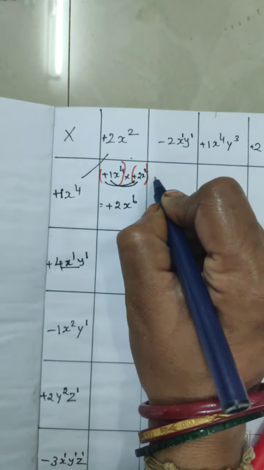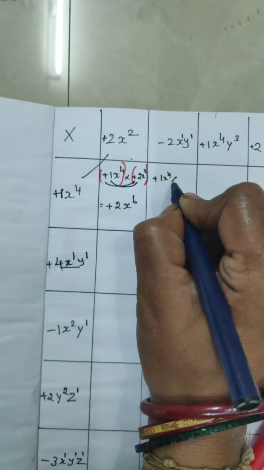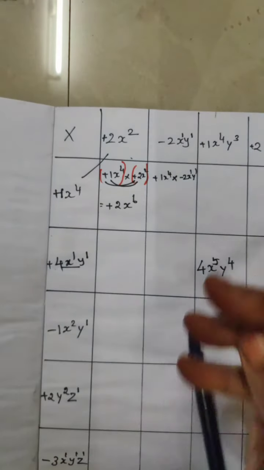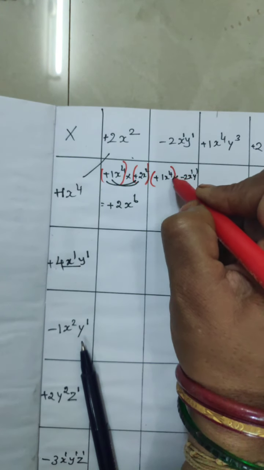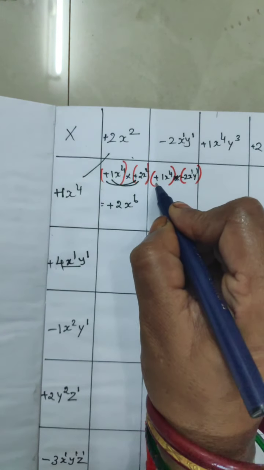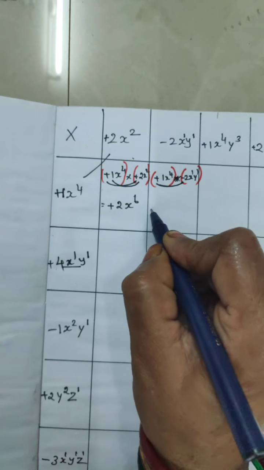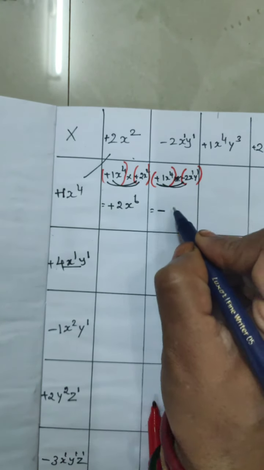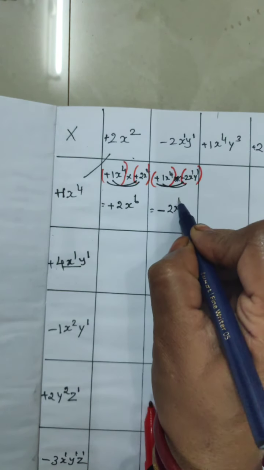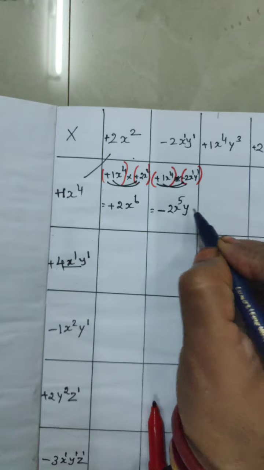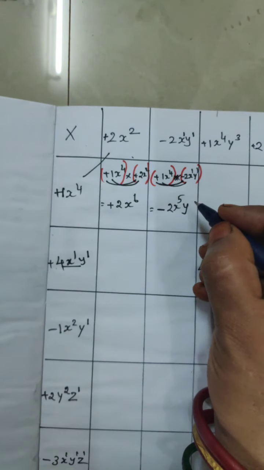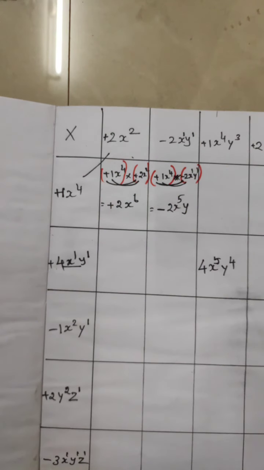Next, plus 1 x power 4 into minus 2 x power 1 y power 1. Multiply the numbers. If you are confused, put brackets in another color. Okay, in between is the multiplication symbol. First multiply the signs: plus into minus is minus. 1 2s are 2. Here x power 4, there x power 1. X power 4 plus 1 is 5. The y term is there, so write it one time, write that same number. Power 1, write it or not, both are correct.